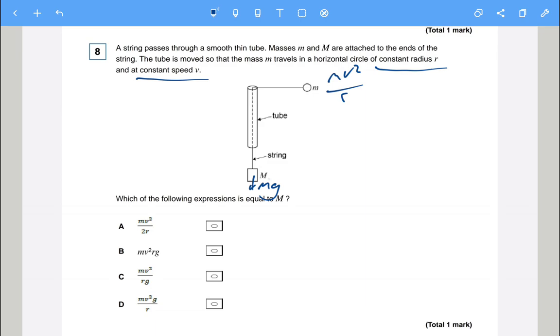So we've got the mg must equal the centripetal force. So you just write mg must equal the centripetal force, which is mv squared over r. Just redid that so you could actually read it. And then it says which of these expressions equals m. So just rearrange to find m. So m equals v squared divided by rg, which is C. So let's do the next 2.